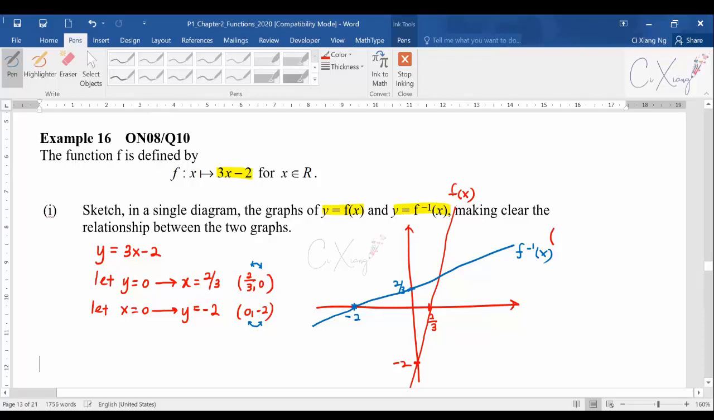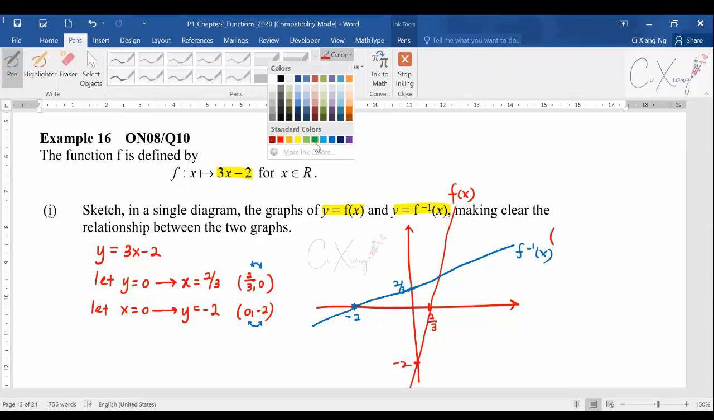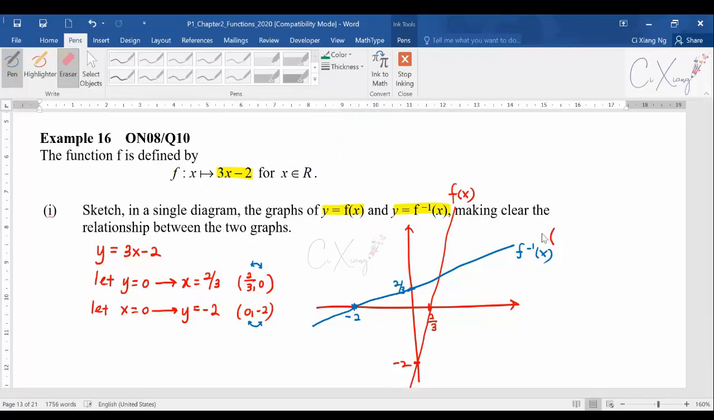Okay, so you can see that without finding out the f inverse function, I can also get the graph correctly by just using the 2 points I have. So you swap the x and y coordinates when you want to draw the inverse function. So this is a small technique that you can use in the exam.